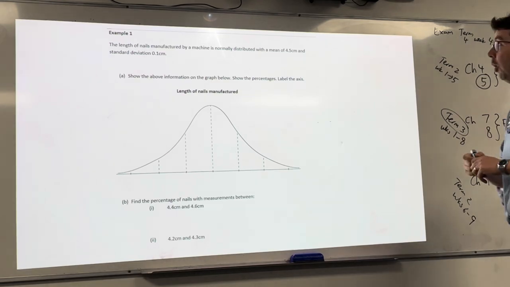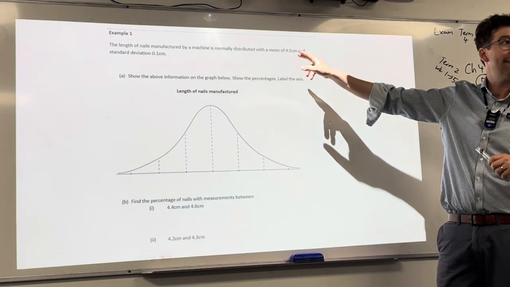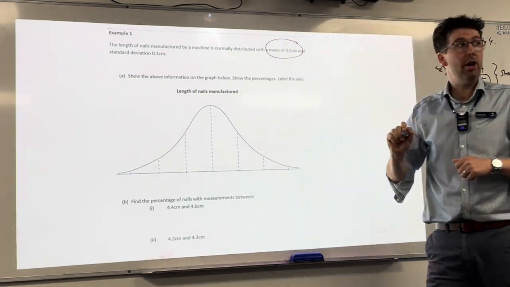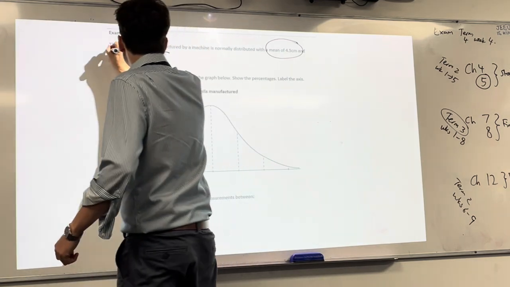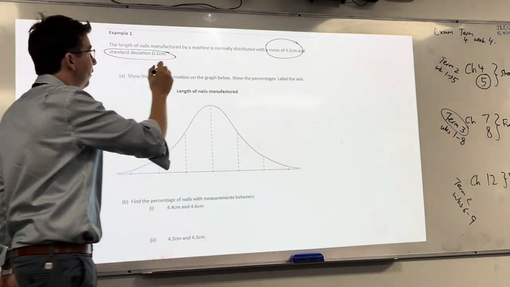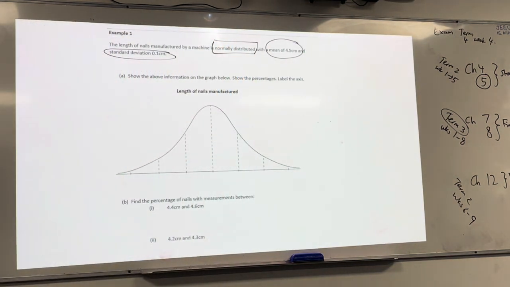All right, what are the key things for us to highlight from the first introductory sentence? Mean of 4.5. What else? Good. And what's the other key piece of information? Normally distributed. Good, the fact that we know that it's normally distributed. Let's look at the question. Show the above information on the graph below. Show the percentages, label the axis.